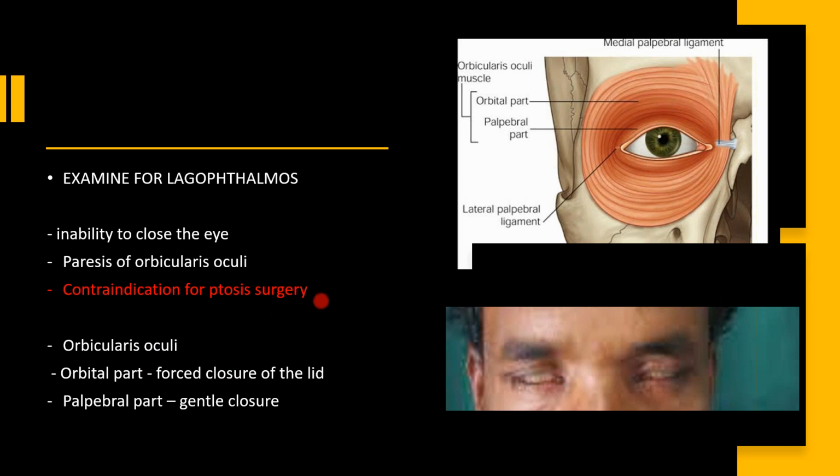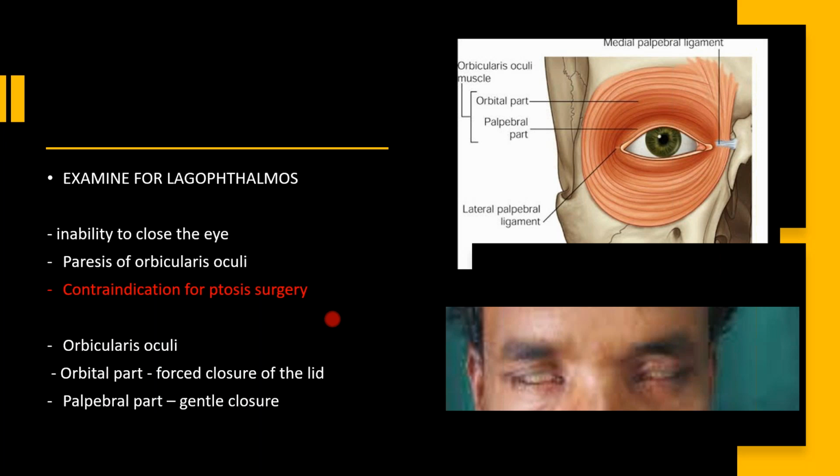Then you are also supposed to check for Bell's phenomenon. You check for Bell's phenomenon by holding up the upper lids and asking the patient to forcefully close the eyes. Then you see the movement of the eyeballs. Usually they will go up, and what happens in a poor Bell's phenomenon is that they will not go up and will stay in the same position as in the primary gaze.